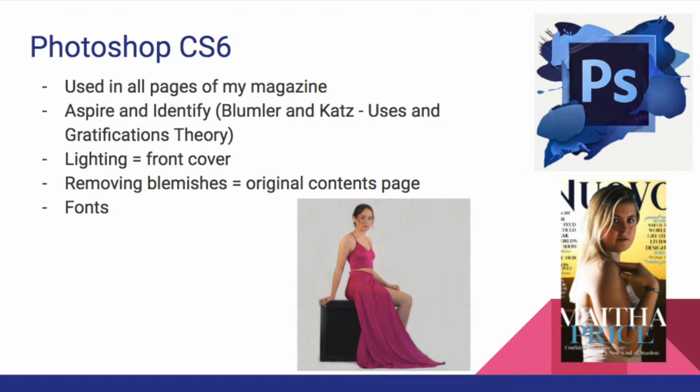Some of the ways in which a magazine makes readers aspire to be like the celebrities within it is by improving the lighting of the photo and removing blemishes on the model's skin. I used both of these techniques in my project. I changed the lighting on my front cover and I removed the model's blemishes on my original contents page. As I mentioned previously in question 3, once you have had practice with Photoshop, it becomes a lot easier to use. I also use Photoshop for its wide range of fonts, such as Times New Roman, which I use for the text on the contents and article page. But I mostly use the website dafont.com for my fonts.